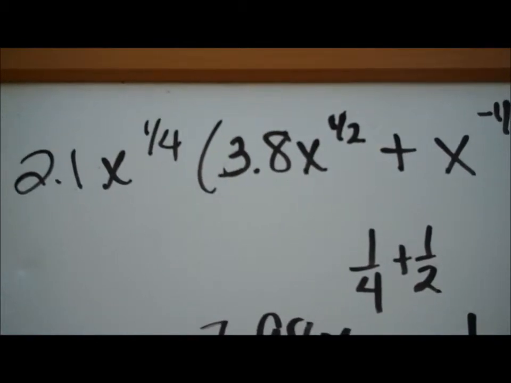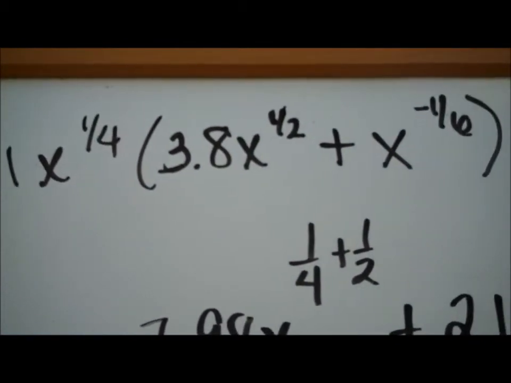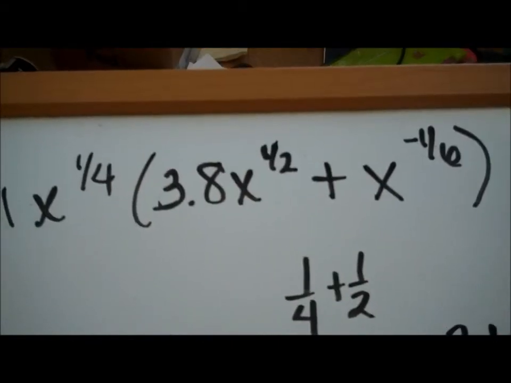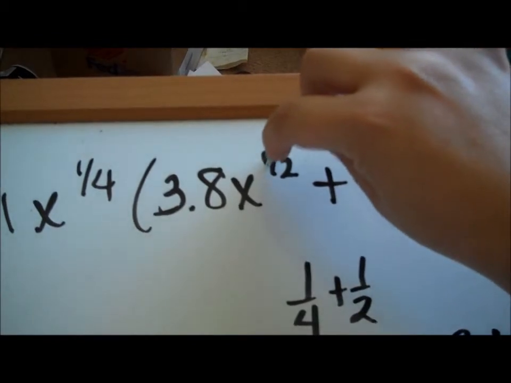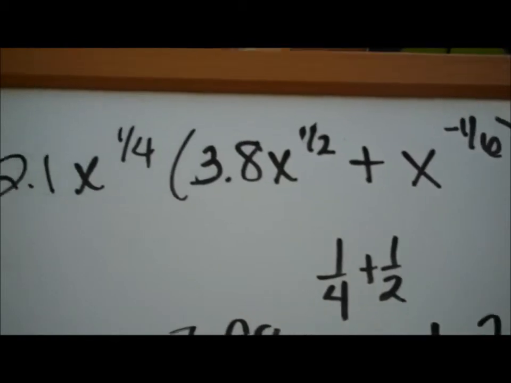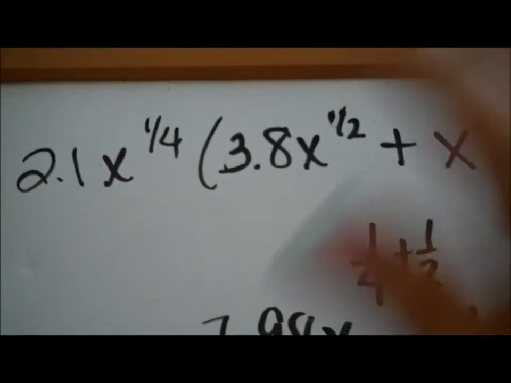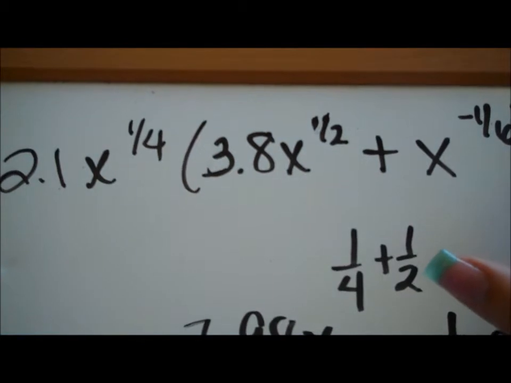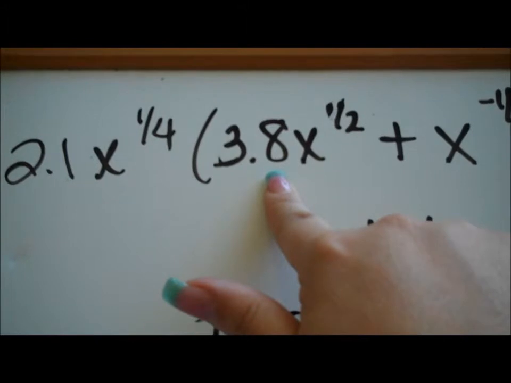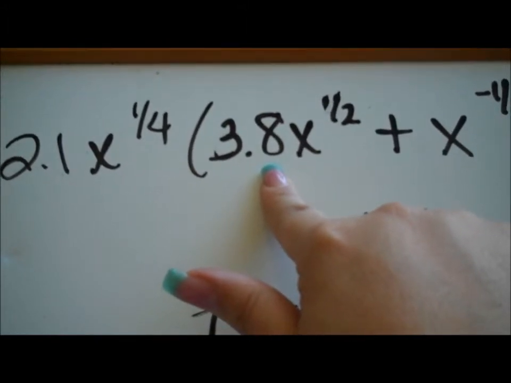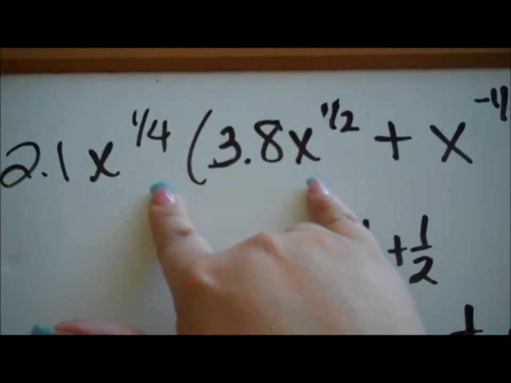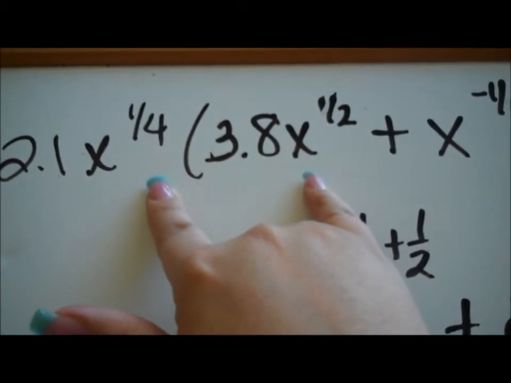Okay, here I have 2.1x raised to the 1/4 power times a quantity 3.8 times x to the 1/2 power, and then plus x raised to the negative 1/6 power. So this becomes a distribution problem, so we have to take this and distribute to everything. So what's nice is the decimal numbers will just multiply together, but we have to pay attention to our base x's here. So we're going to multiply x times x here. Remember, if we multiply like bases, we add the exponents.